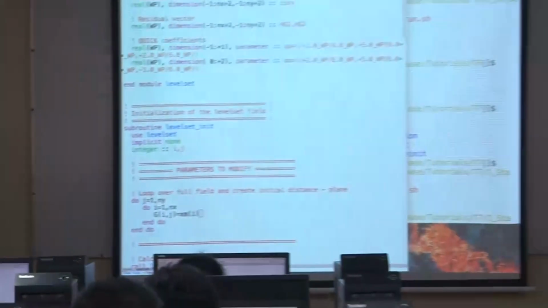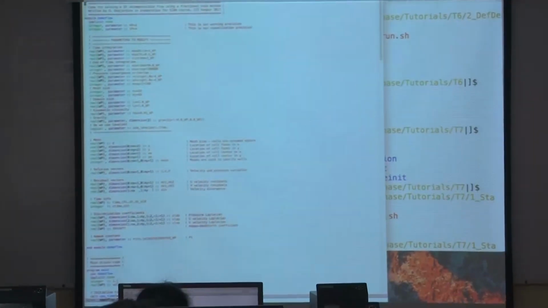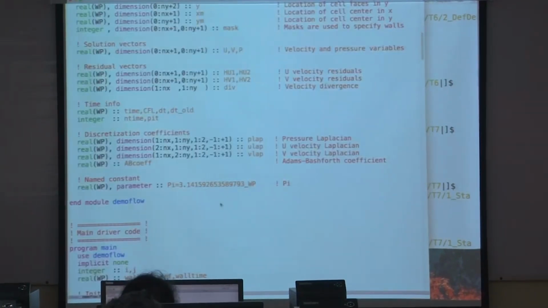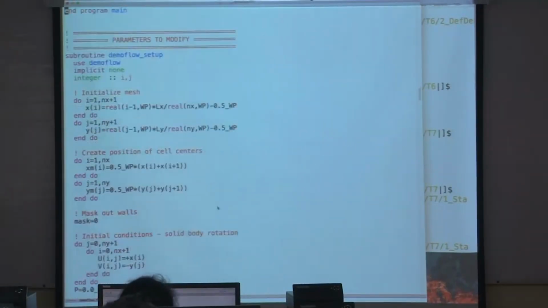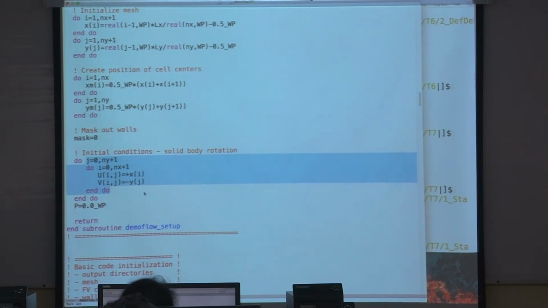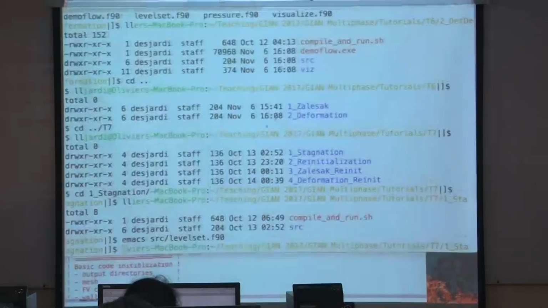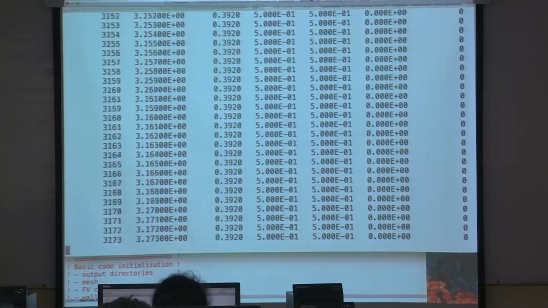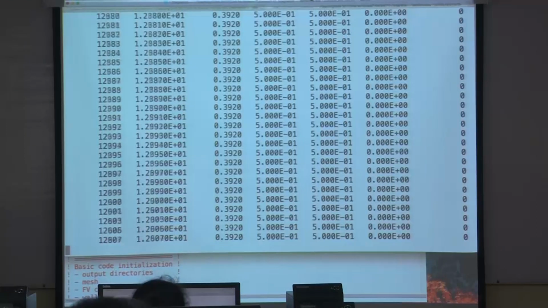Okay, and then the second thing I need to show you is the demo flow. Here, again, the flow solver is turned off. The only thing I'll point out is the velocity I've set up. U is equal to X, V is equal to minus Y. What is this? Now, it's not rotational. This is a stagnation flow. So I've chosen one flow such that its kinematics highlights the problem that I want to highlight.